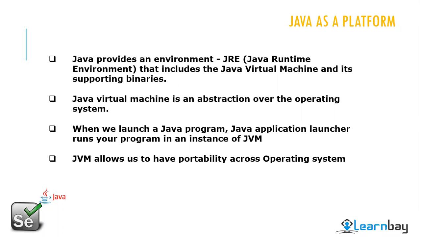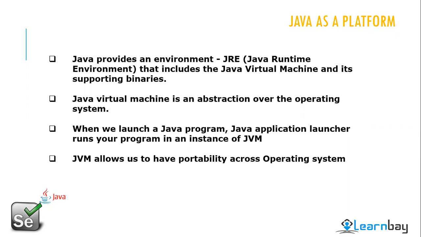So Java as a platform, Java provides an environment. We call this environment a Java runtime environment. And this Java runtime environment includes something called the Java virtual machine and its libraries, or binaries. So the Java virtual machine is nothing but a layer sitting on top of your operating system. It's an abstraction, a layer sitting on top of your operating system.